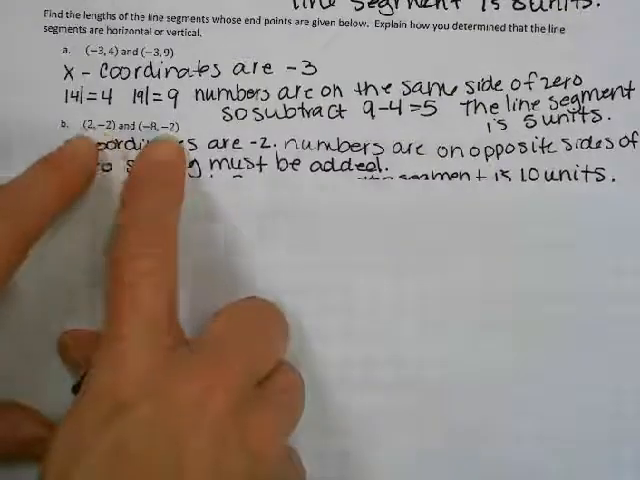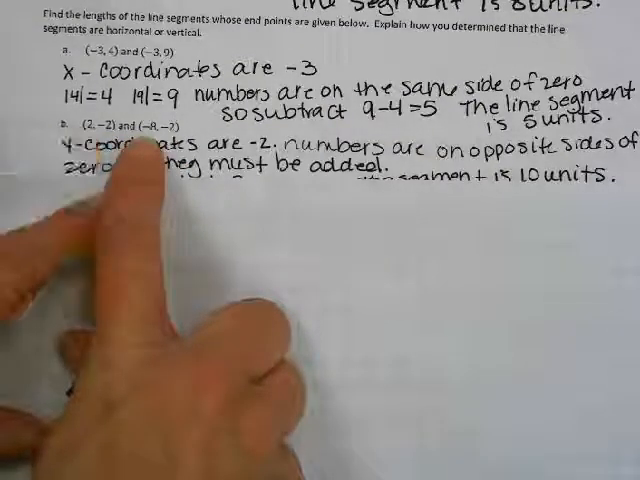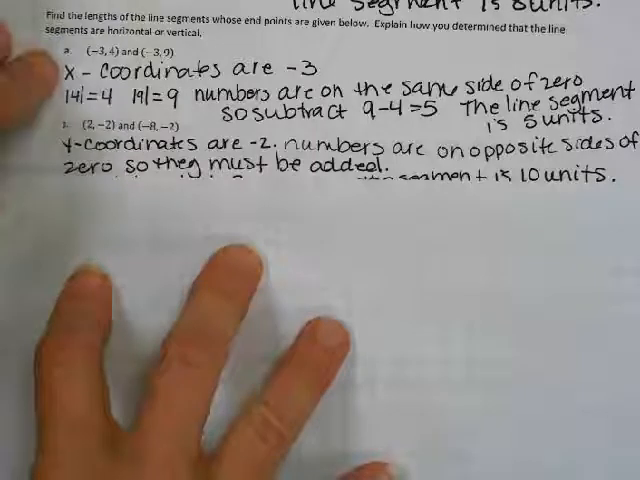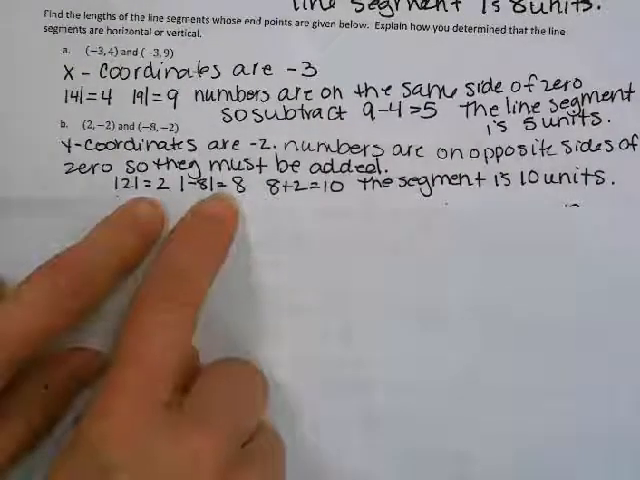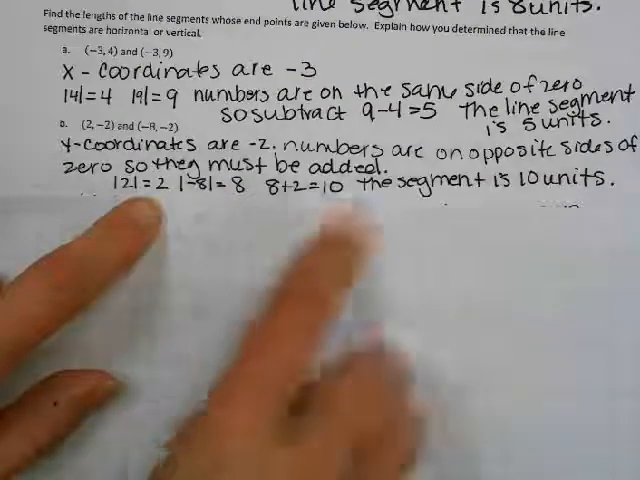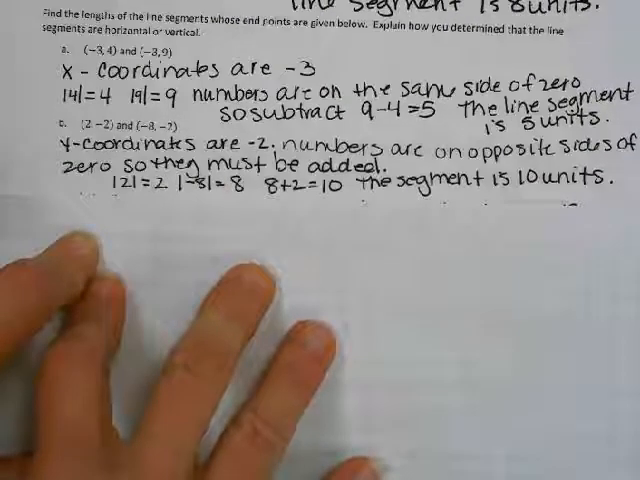Numbers are on the opposite sides of 0, so they must be added. So since those x-coordinates are on the opposite side of 0, you must add the absolute values. Absolute value of 2 is 2. Absolute value of -8 is 8. 8 plus 2 equals 10. The line segment is 10 units.